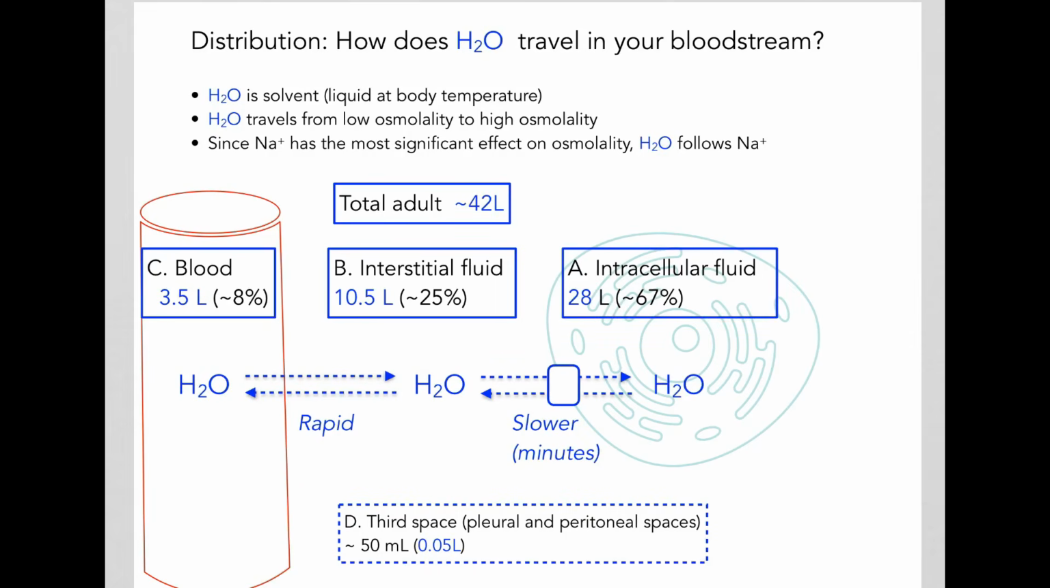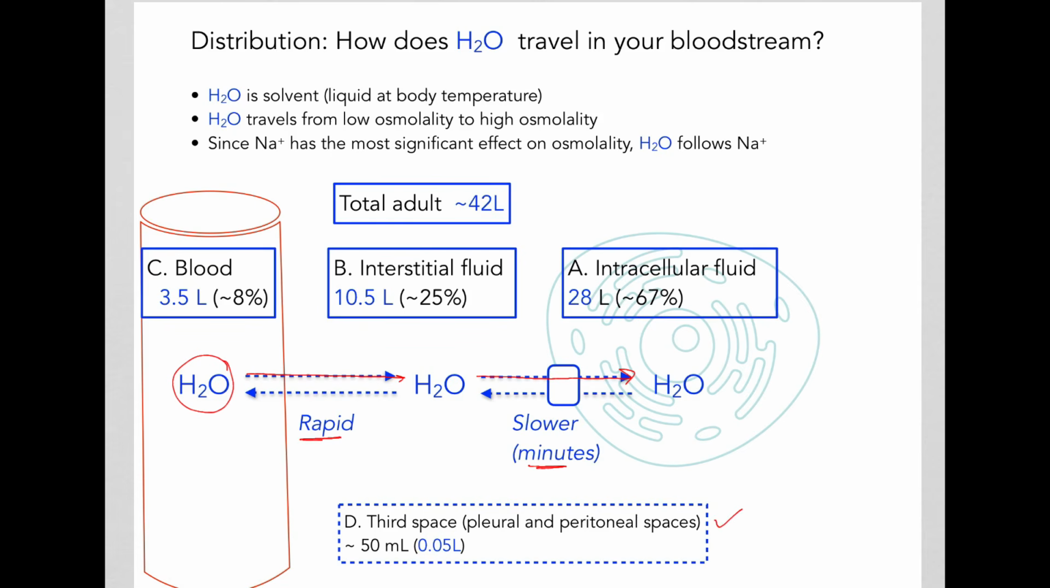So water can be distributed very rapidly. You can see the water in the bloodstream can go across into the interstitial fluid and then can be taken up by cells to go inside cells. So this part is rapid. This is slightly slower, takes a few minutes.